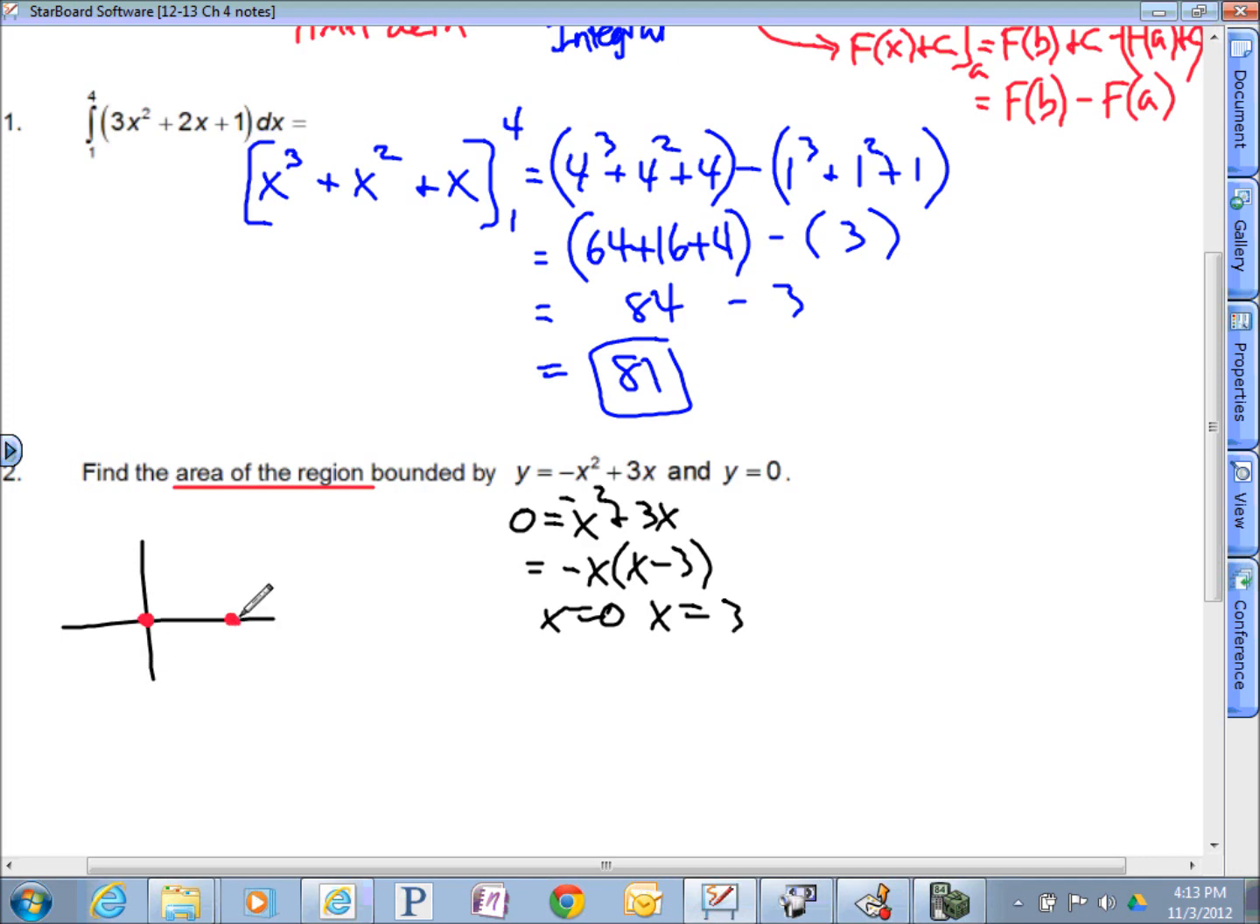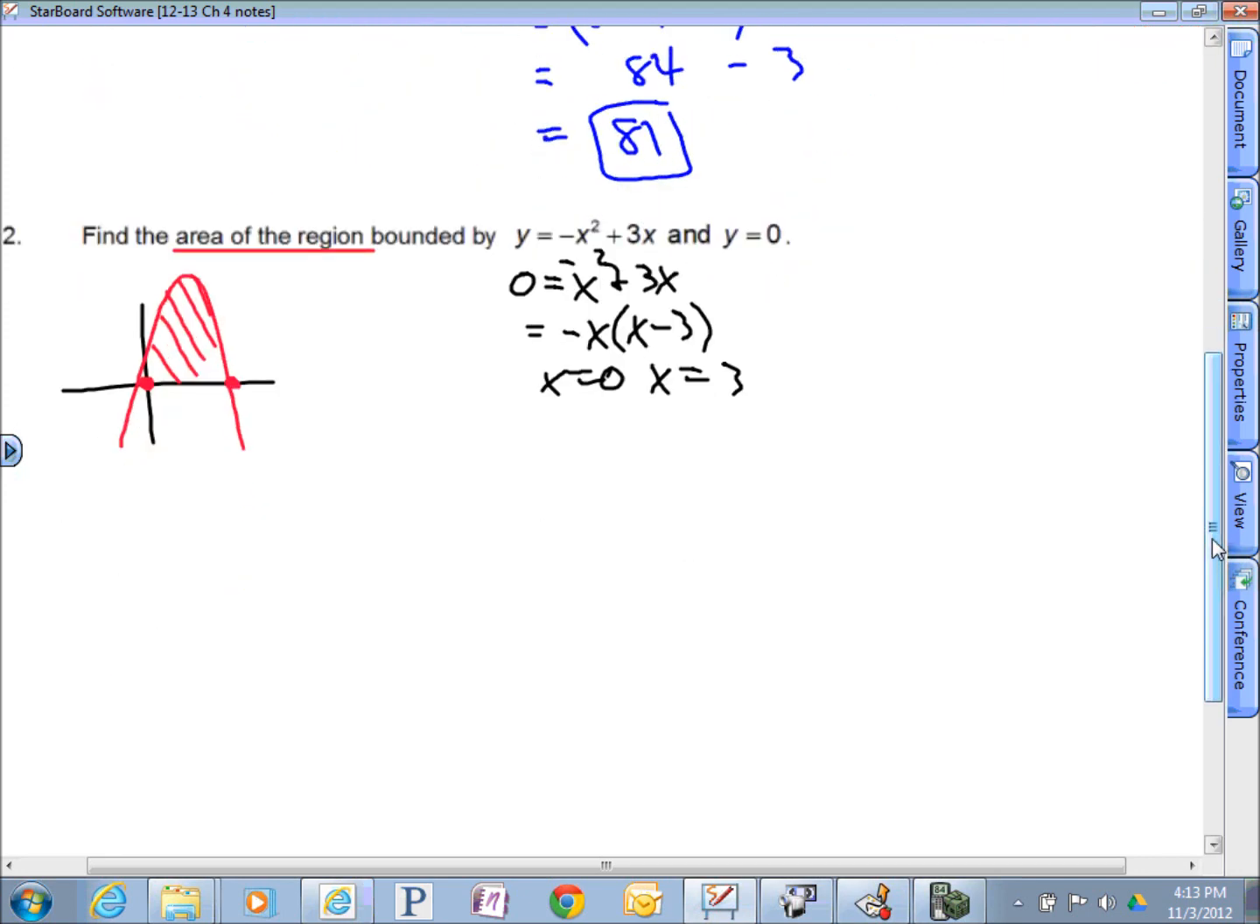So I've got a function that crosses the x-axis at 0 and 3. I know it's a parabola. I know it opens down. There's my graph. So I'm trying to find the area of that region. Well, how will I find it? I'm going to use the second fundamental theorem of calculus. I am going to set up a definite integral. My definite integral is going to start at x equals 0 and go to x equals 3. The function I'm integrating is negative x squared plus 3x, and I'm integrating with respect to x. So there you go.